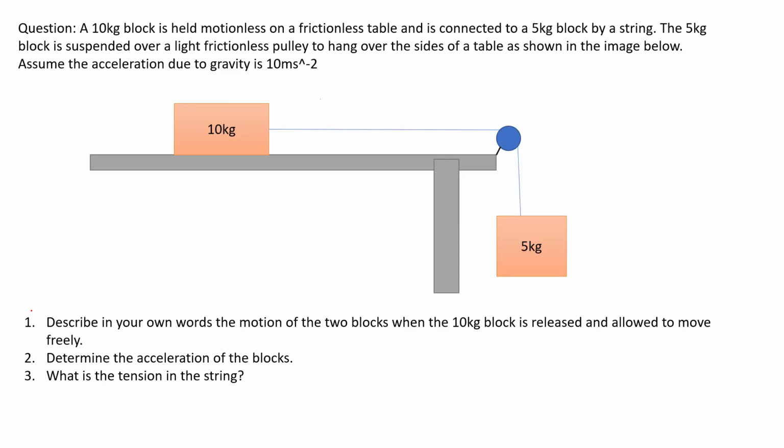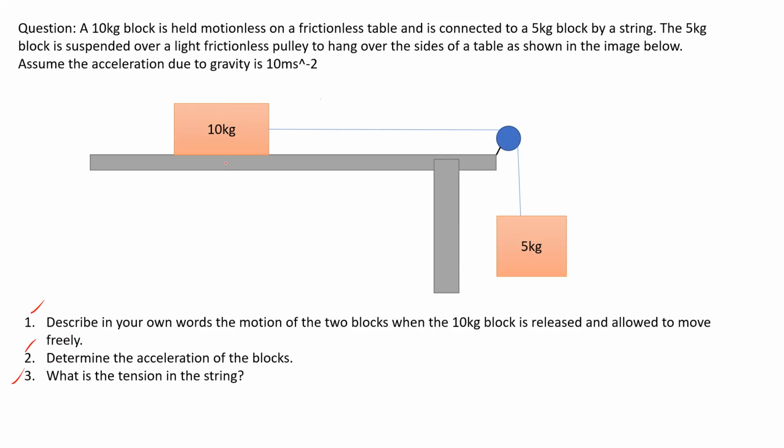Question 1: Describe in your own words the motion of the two blocks when the 10 kilogram block is released and allowed to move freely. Second question is determine the acceleration of the blocks. And the third question is what is the tension in the string?